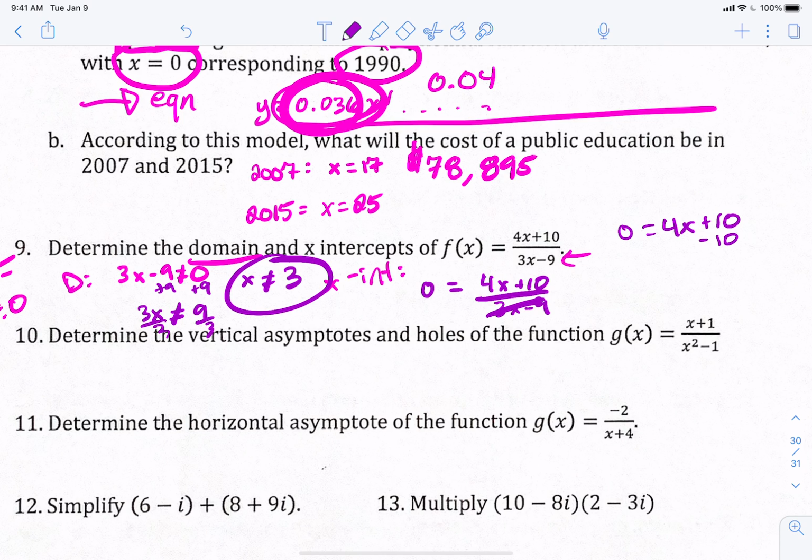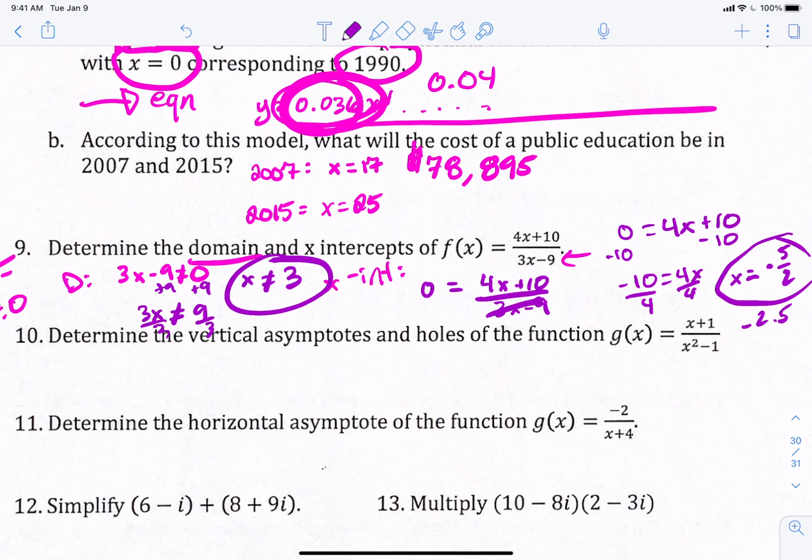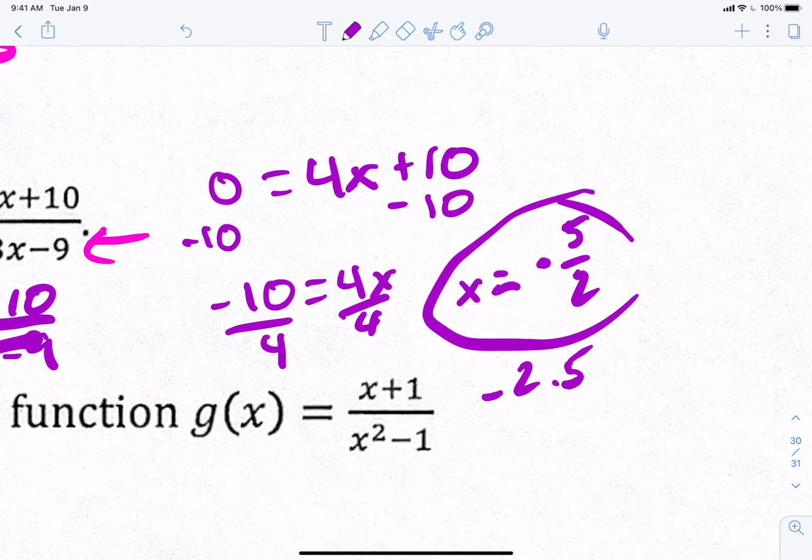Okay, subtract the 10. Can you guys do this in your head? Negative 10 equals 4x. Divide by 4. X is negative 10 over 4, or we divide by 2. Negative 5 over 2. If you want to write it as a decimal, it's negative 2.5. I don't care how you write it. But there he is. That's where he's going to cross the x-axis.